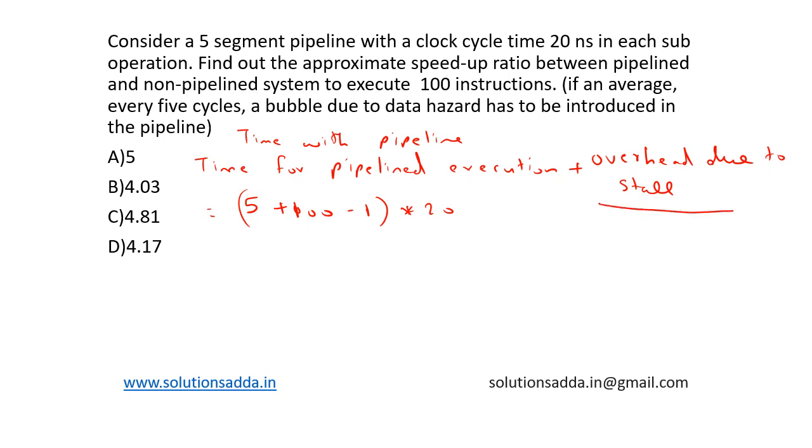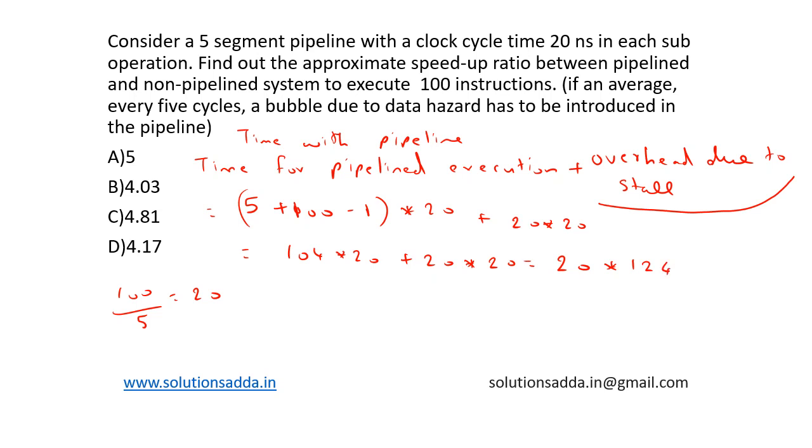Now the component overhead due to stalls, let's see how we can calculate. Here we have a bubble every 5 cycles and a total of 100 instructions. So on an average 100 by 5, we have 20 stall cycles. So for 20 stall cycles, we have 20 into 20 nanoseconds overhead. So this is the total time with pipeline. When calculating, we have 5 plus 99, that is 104, into 20 plus 20 into 20. Taking 20 as common, we have 20 into 124. So this is point number 2.